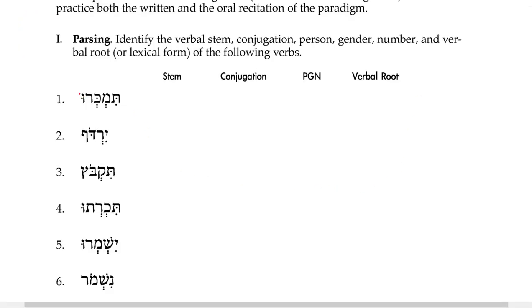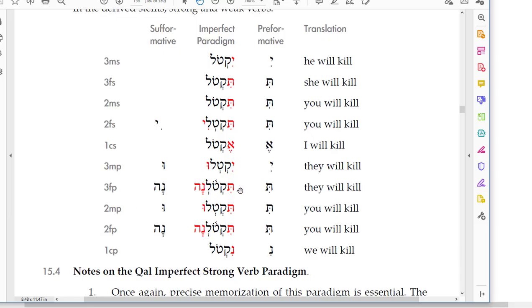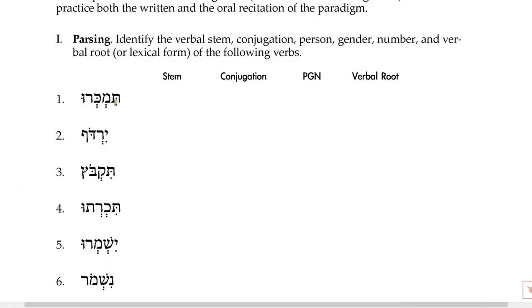So coming over to the exercises, we have our first word here, which is tikrayu. Tikrayu. Sounds almost like a Mary Poppins song. I guess that was Chim Chim Cher-ee, but this is tikrayu. So if we compare that to our chart, we'll see that it looks a lot like the second masculine plural here, the tiktalu. So a tav at the beginning and a shureq at the end. So again, tav at the beginning, there's our prefix, and our suffix is a shureq.